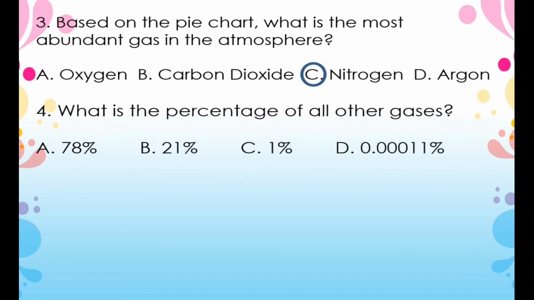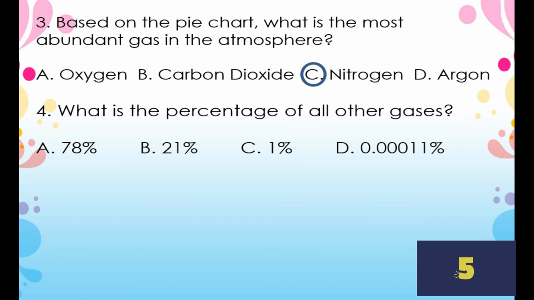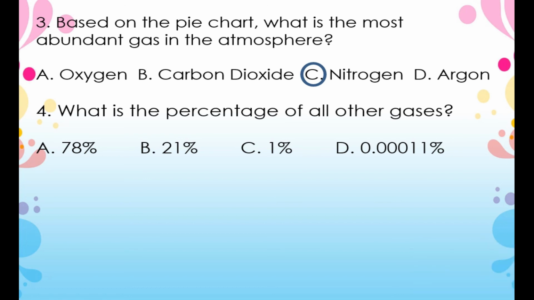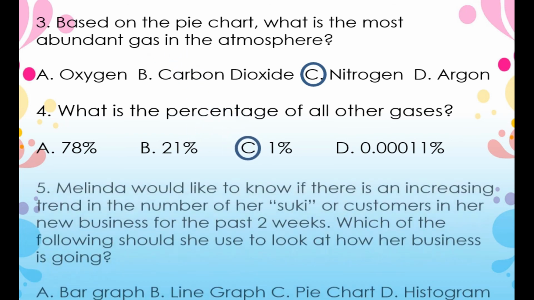Number 4. What is the percentage of all other gases? A. 78%, B. 21%, C. 1%, D. 1100%. The correct answer is letter C, 1%.